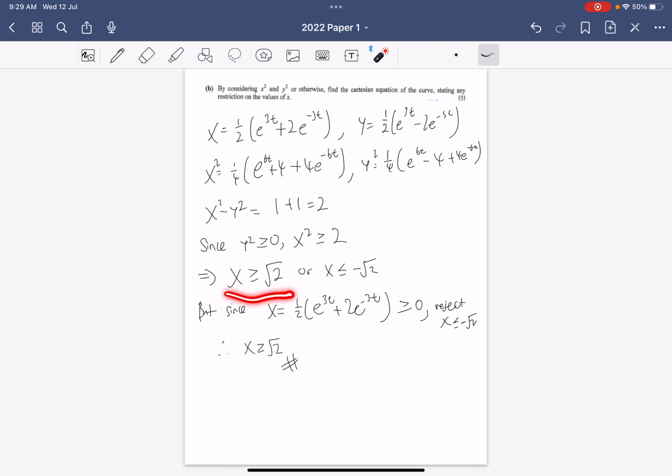This results in x squared being larger or equal to square root 2, or x being less than or equal to minus square root 2. So a lot of students will stop here.